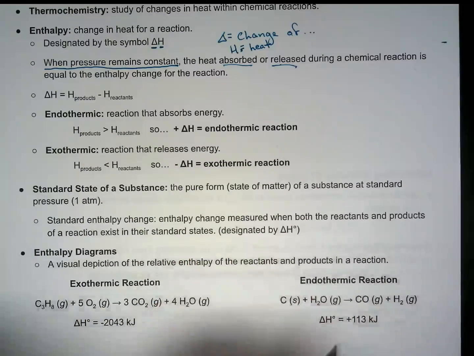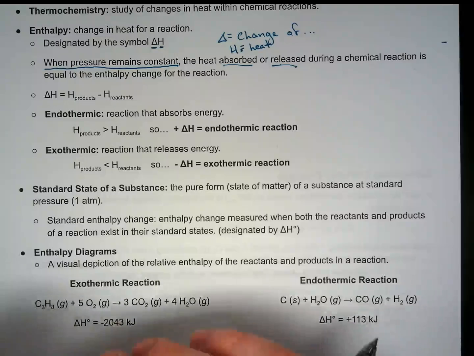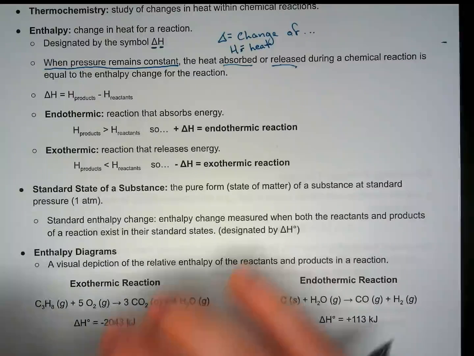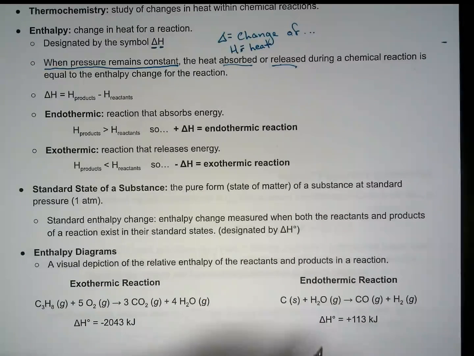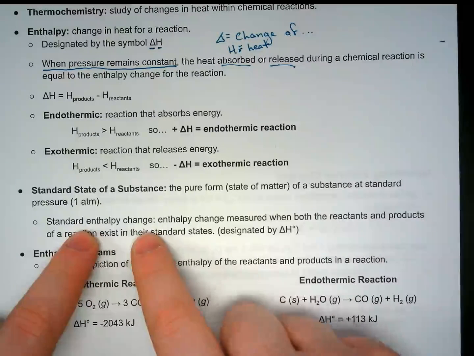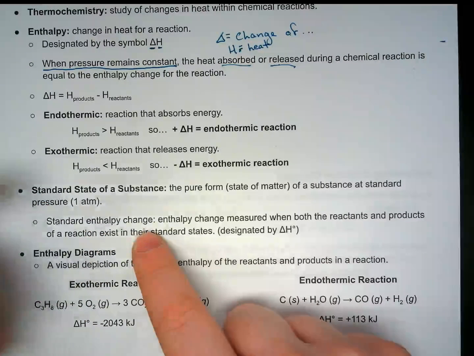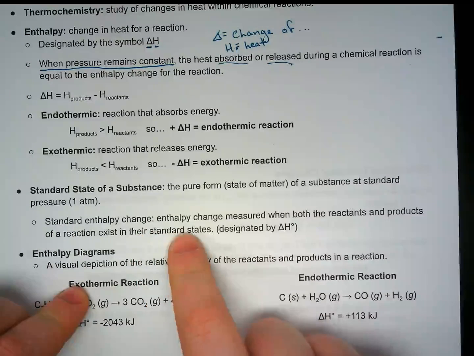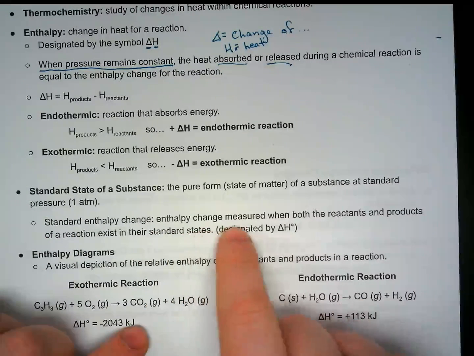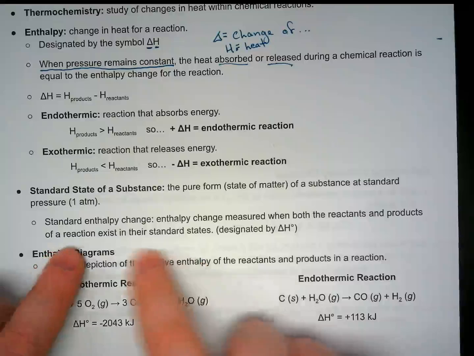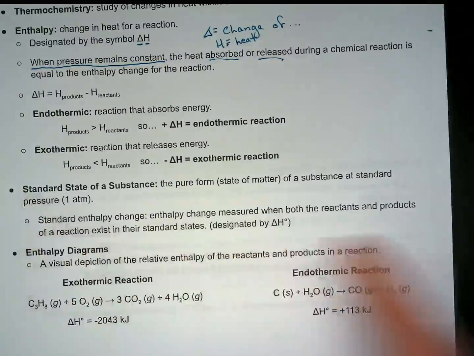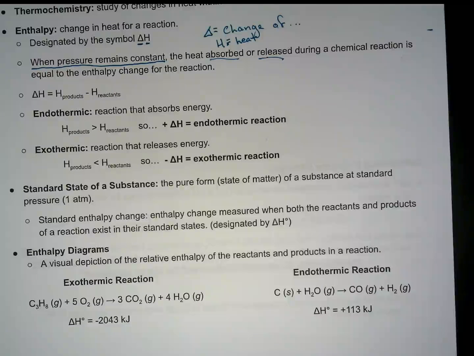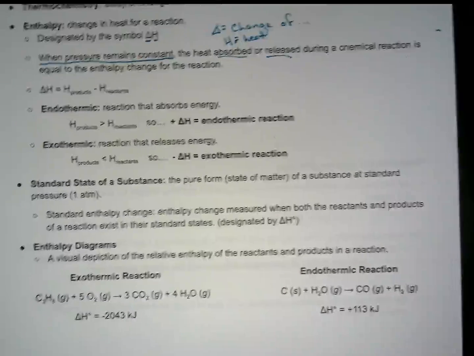Okay, again, so it's like water, we always think of it as a liquid. Hydrogen is always going to be hydrogen gas. Oxygen is always oxygen gas, etc. And then because we're keeping things at a standard state, we also have standard enthalpy change. So this is what we're going to be calculating. It's the change measured when both reactants and products of the reaction exist in their standard state. So again, it's a condition we're keeping to keep things simple, to keep things super straightforward.